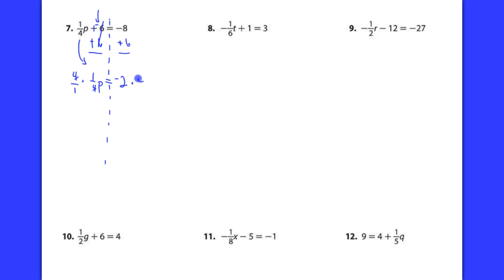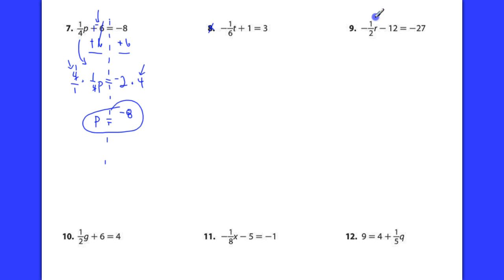I got a little bit ahead of myself. I multiplied by 4 and I multiplied by 4. -2 times 4 on this side is -8. And then this, 1 times 1 is p. That's 1p. Okay, p is equal to -8. And there we have the answer to number 7. There you got it. I'm going to skip number 8, and I'm going to move on to number 9.